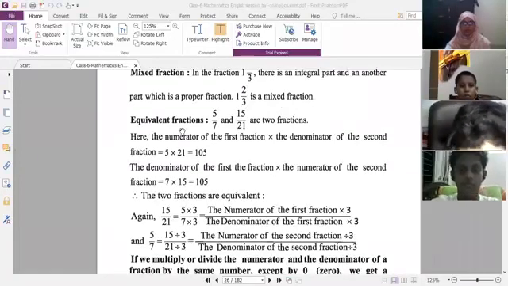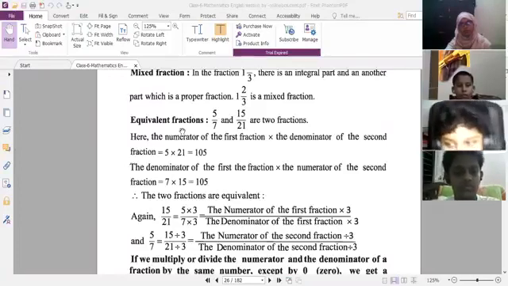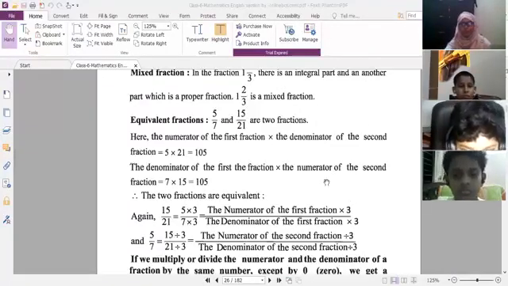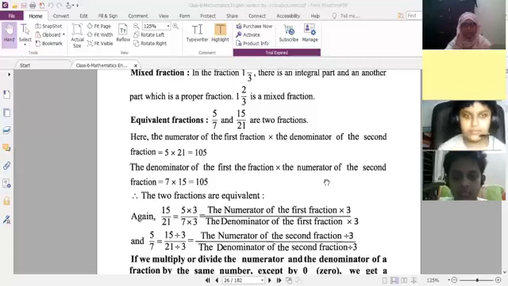Equivalent fraction. 5 by 7 and 15 by 21 are two fractions. Generally, 15 and 21 are divisible by 3. So you can write 15 divided by 3 is equal to 5 and 21 divided by 3 is equal to 7. So 15 by 21 is equal to 5 by 7, and also our first fraction is 5 by 7. So we can easily say that 5 by 7 and 15 by 21 are equivalent fractions, right?